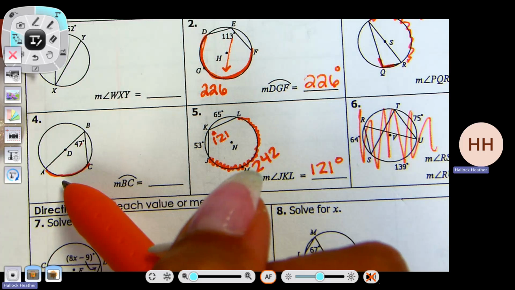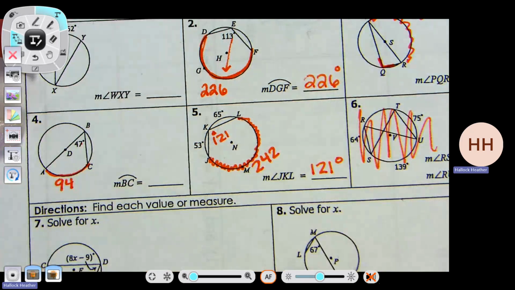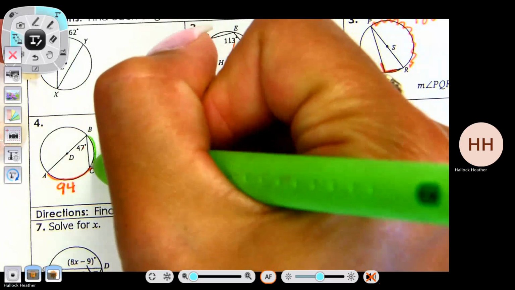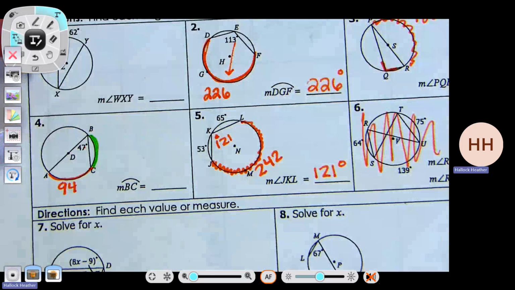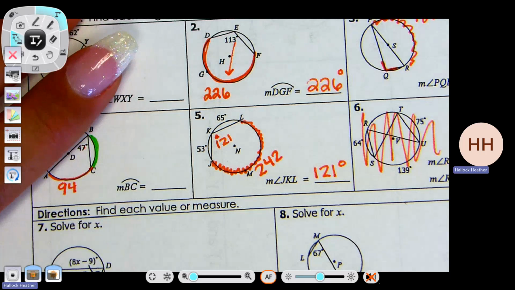So how much is A to C? 94 because I multiplied by 2. The goal is not to find A to C. The goal is to find B to C. So what's your last step? You could just add to make 180 because it's half of the circle.